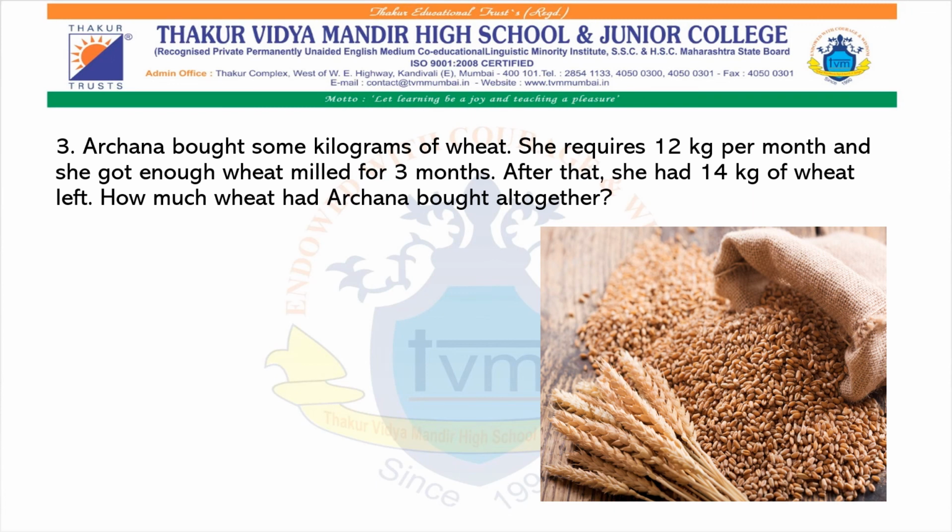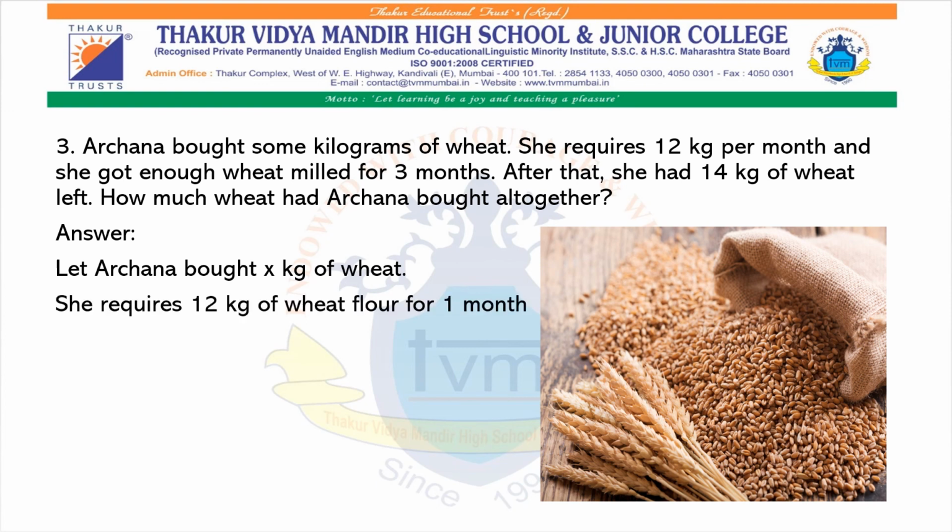Question 3. Archana bought some kilograms of wheat. She requires 12 kg per month and she got enough wheat milled for 3 months. After that, she had 14 kg of wheat left. How much wheat had Archana bought altogether? Answer. Let Archana bought x kg of wheat. She requires 12 kg of wheat flour for 1 month.